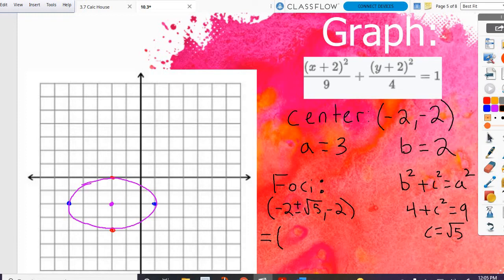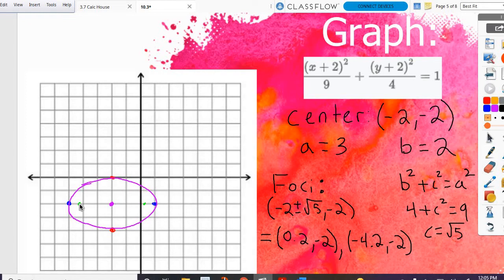So negative 2 plus 2.2 would just be 0.2 comma negative 2. And if I took negative 2 and I subtracted 2.2, we would get negative 4.2. So again, if I wanted to graph those, we would be at 0.2, negative 2, and then negative 4.2.